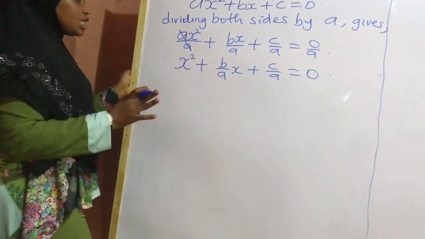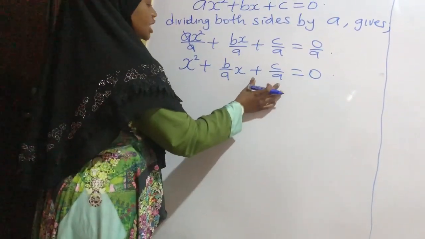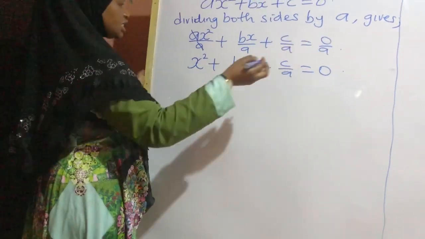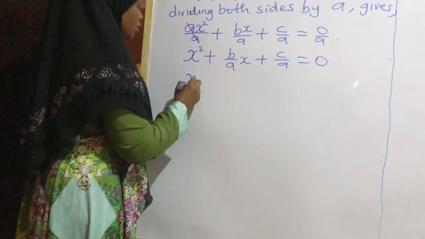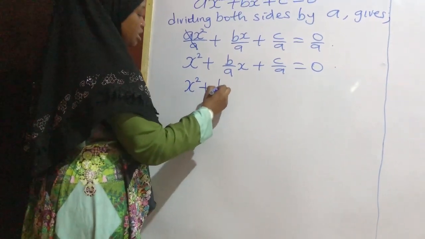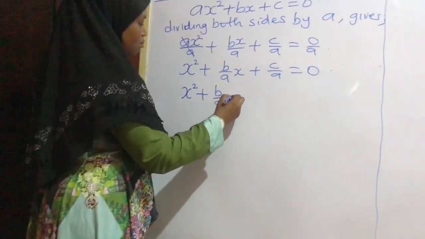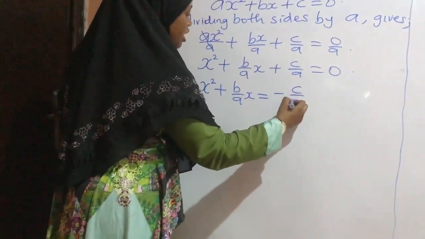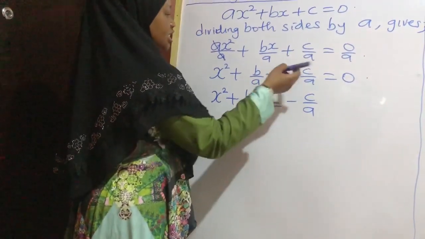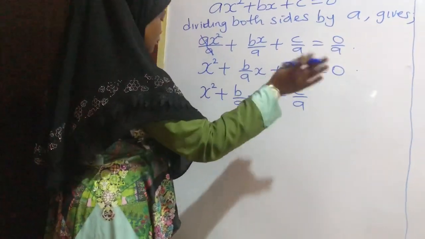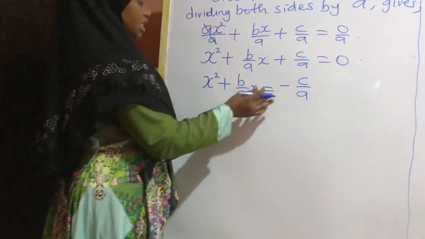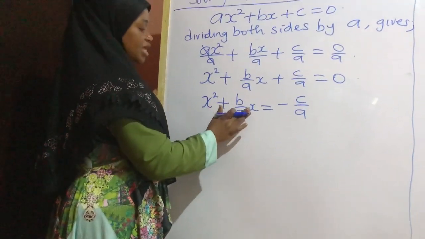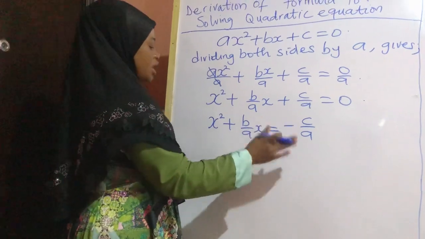So the next thing now is that we have to take constants out, that is the one without x. So we have to take it out. So x squared plus b over a x is equal to minus c over a. Or you can just say that subtract c over a from both sides. So it depends on you. Now that we have x squared plus b over a x is equal to minus c over a.